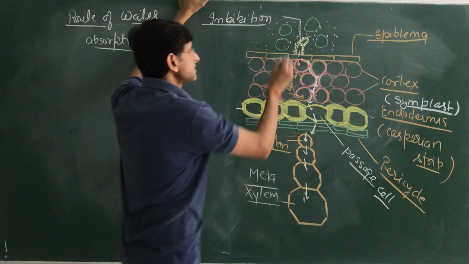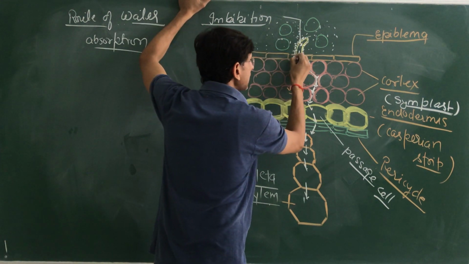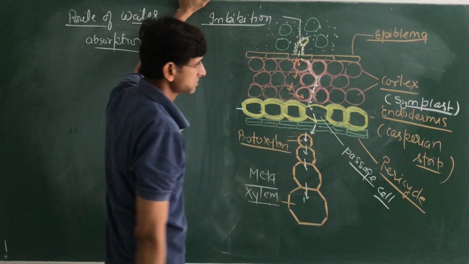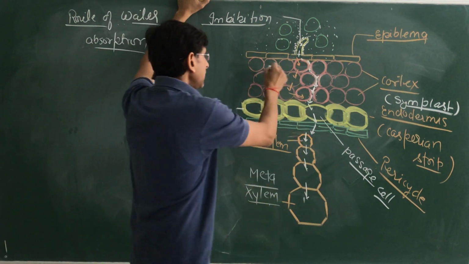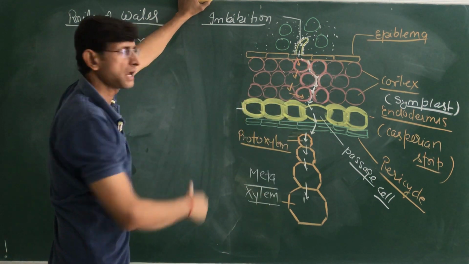Okay, so we can see the unicellular root hair, the unicellular cell layer, the epiblema, the multicellular cortex. Cortical cells are parenchymatous, and enough intercellular spaces are present between them. Then comes the endodermis.